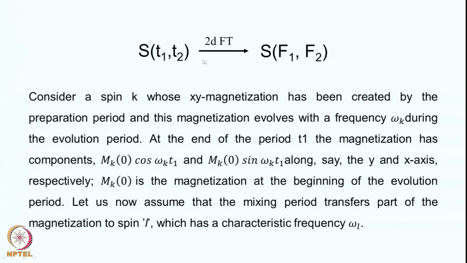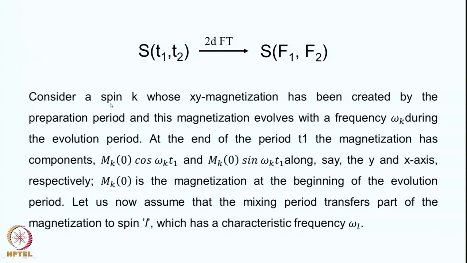Therefore, you can do a two dimensional Fourier transformation and it will generate a two dimensional frequency spectrum F1, F2. Whatever information is present in the T1 period will appear along F1, and whatever frequency information is present during the T2 period will appear along the F2 axis. So, this is your two dimensional frequency domain spectrum and this is your two dimensional time domain signal.